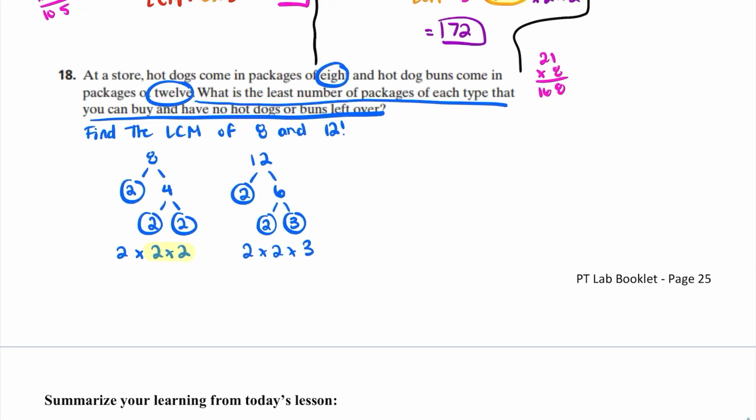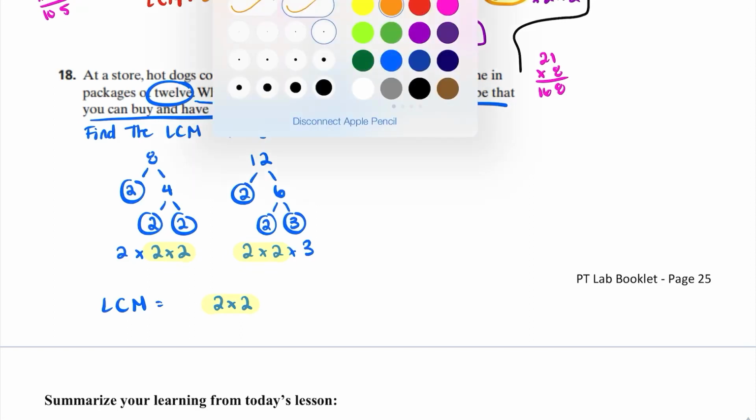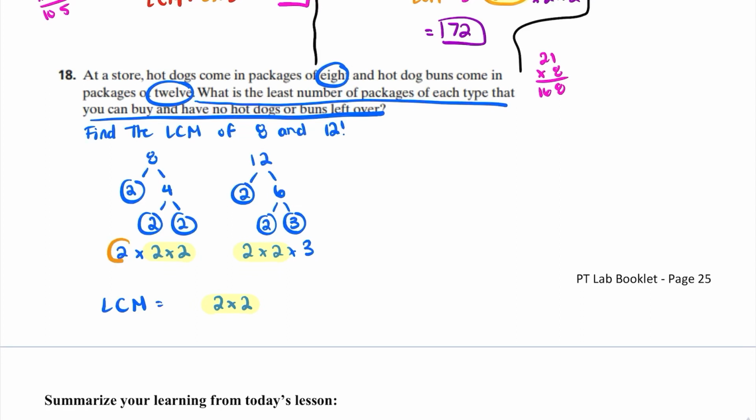Okay, now let's highlight what they have in common. I see that 8 has two 2's, and so does 12. So when we calculate the LCM, we're going to take those two 2's, so I'll highlight what they had in common there. Okay, and now let's take what's unique about 8. Well, 8 has an extra 2 there, so we're going to bring it down and multiply. And then what's unique about 12? Well, 12 has this 3 here, so we're going to take that, bring it down, and multiply. Now I have everything that I need to find my least common multiple.